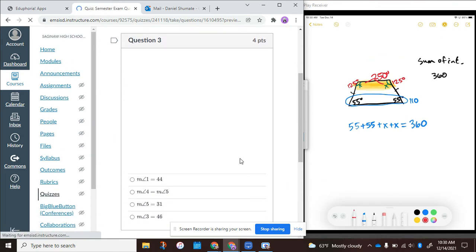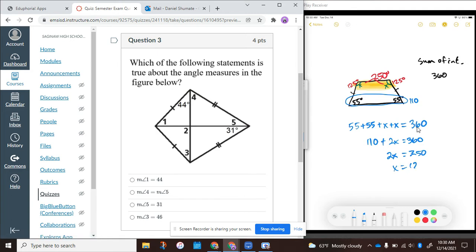Moving on to question number 3, if it'll ever load. Actually, you know what? As I mentioned before, we can use common sense and say that these two add up to 110, so these two must add up to 250. If you were setting it up, this is what the equation would look like. 110 plus 2x equals 360, and you end up with the same thing. You subtract and get 2x equals 250, and x equals 125. That's where all that comes from. All right, that's how we came to this conclusion that we had up in here.